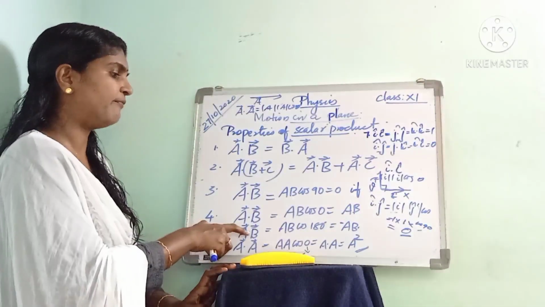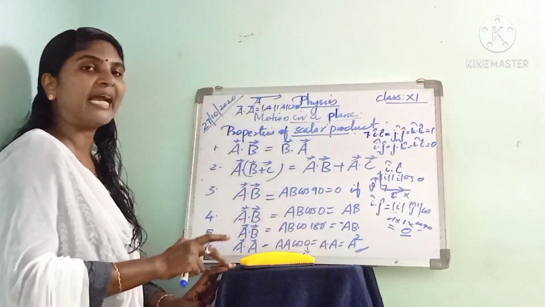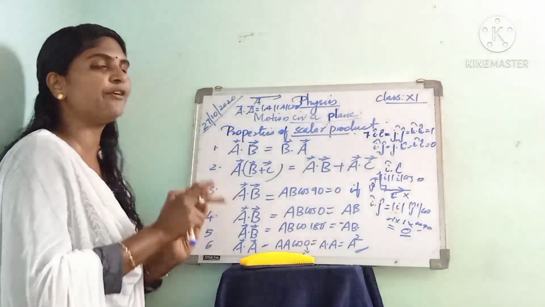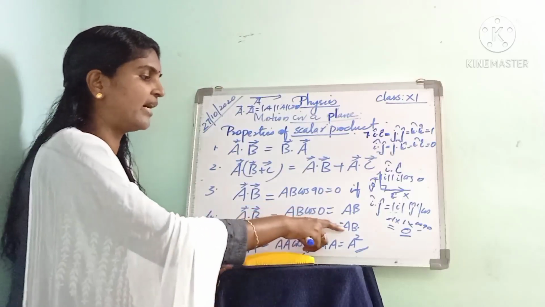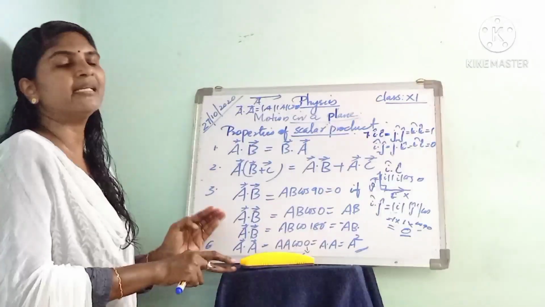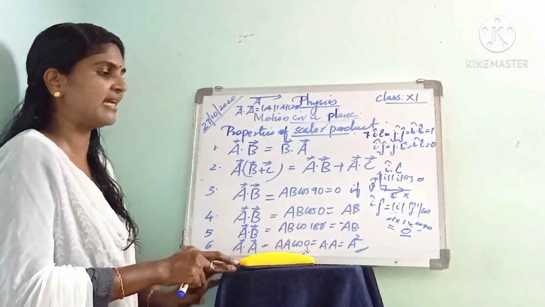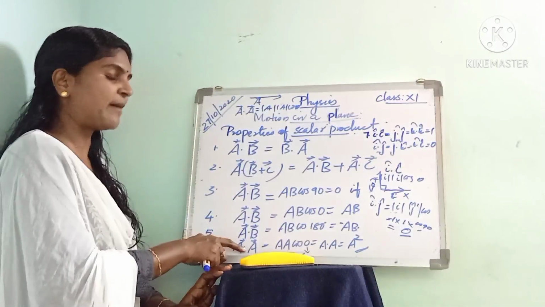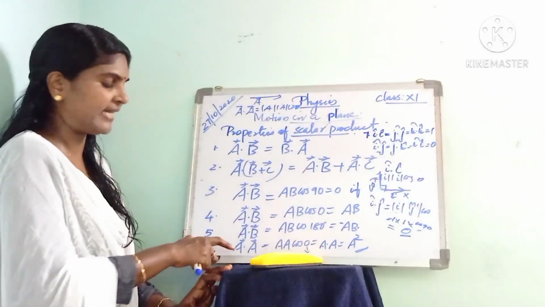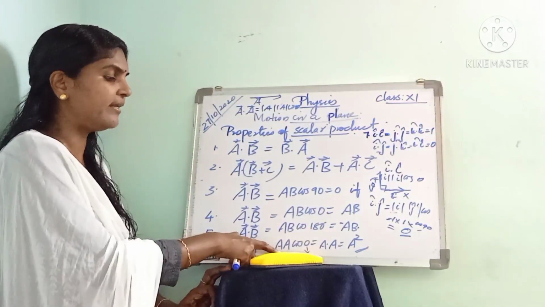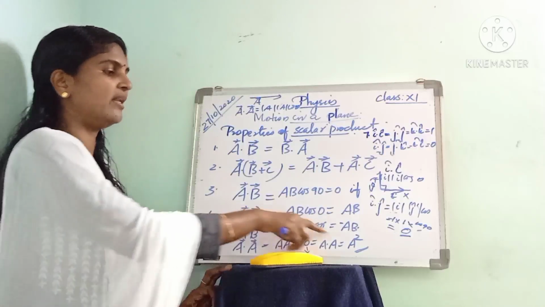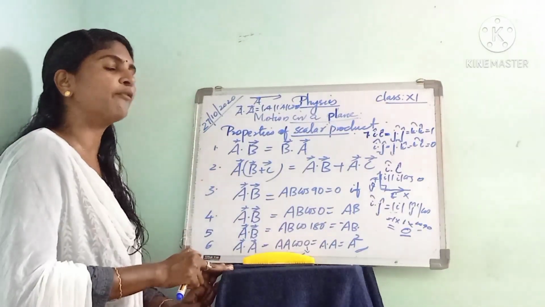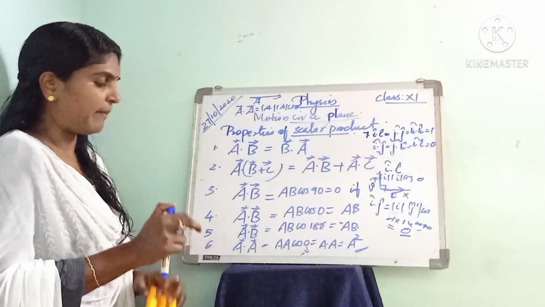If the two vectors are parallel and acting in the opposite direction, we will get the negative value. So A dot B is equal to minus AB. Then the scalar product of a vector with itself is the square of its modulus. So A dot A is equal to A into A cos 0, so you will get A square.